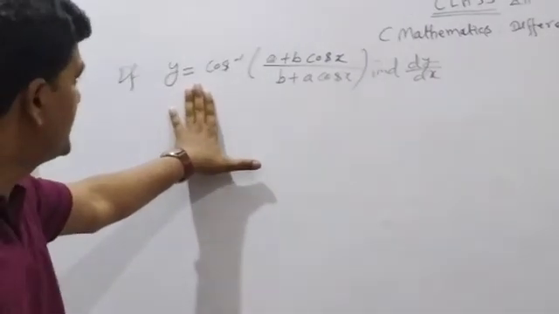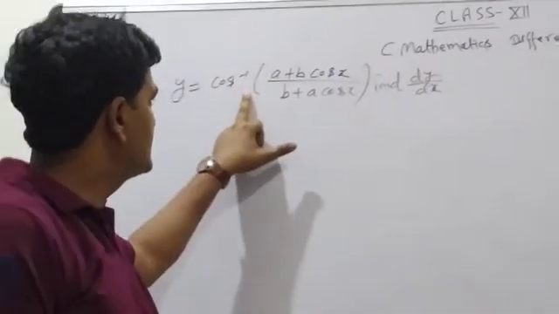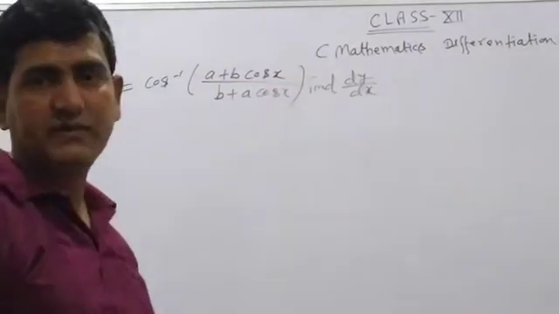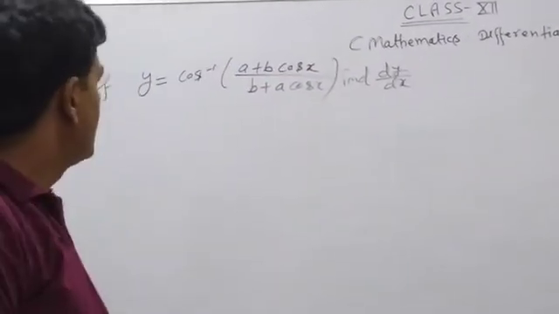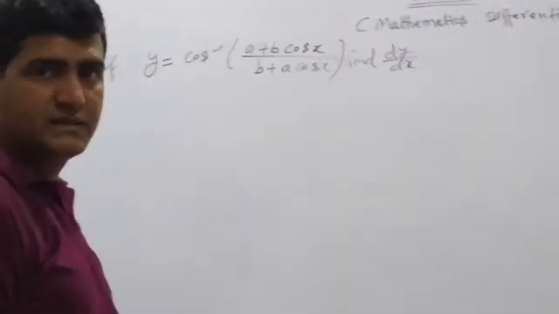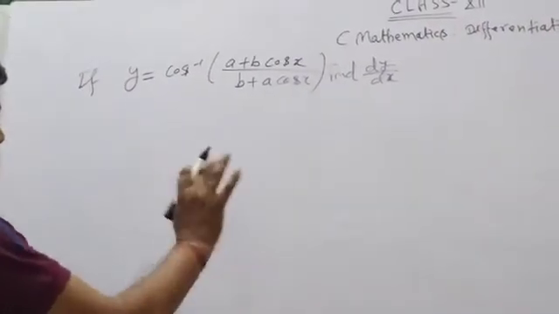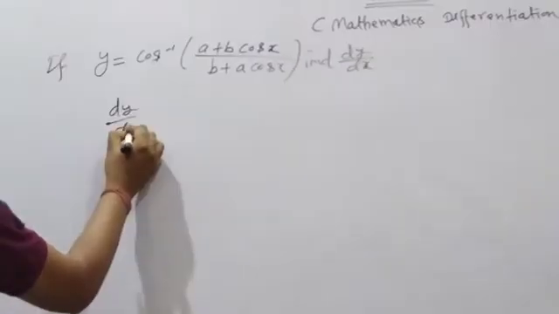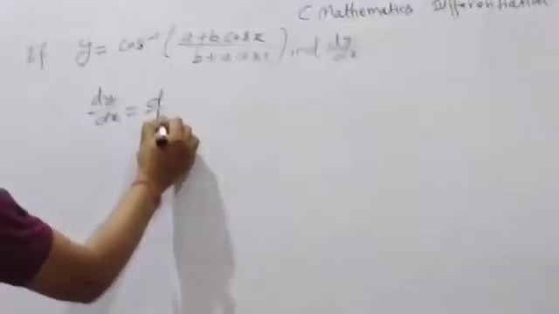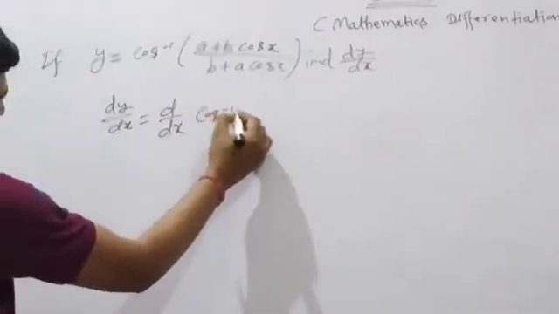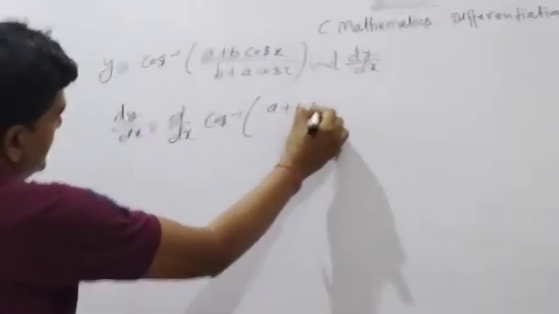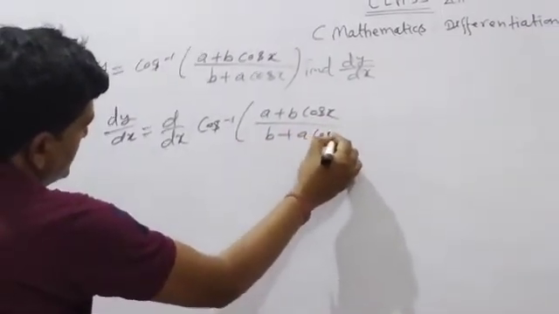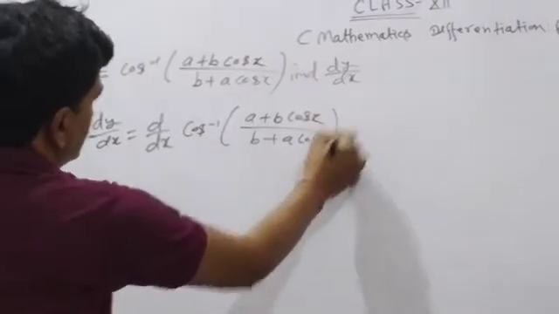In this example, if y is equal to cos inverse of (a plus b cos x) upon (b plus a cos x), then we have to find dy by dx. It means differentiating both sides with respect to x of the given function. First of all, write the symbol dy by dx is equal to d by dx of cos inverse of (a plus b cos x) upon (b plus a cos x). Clear?